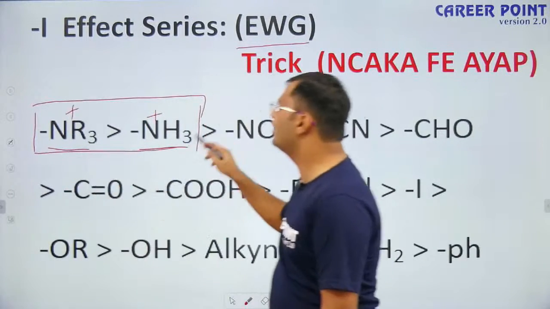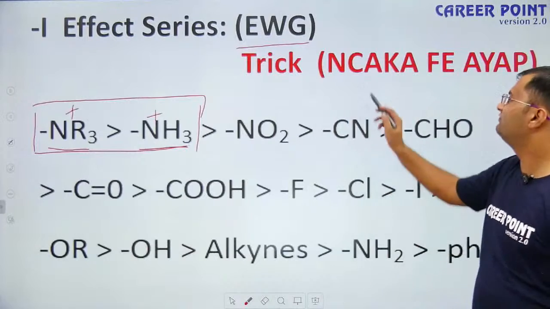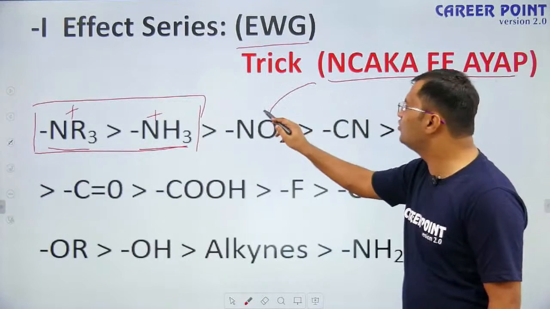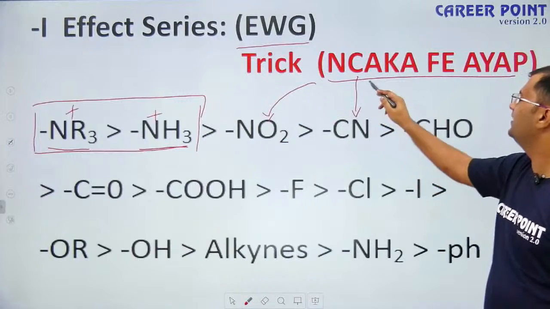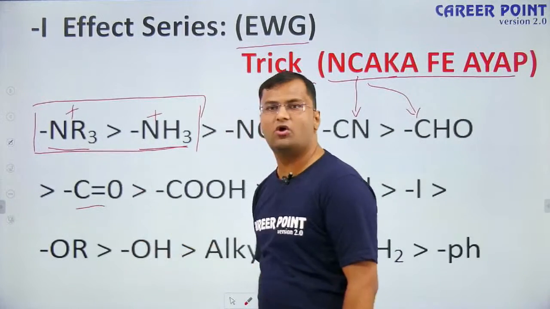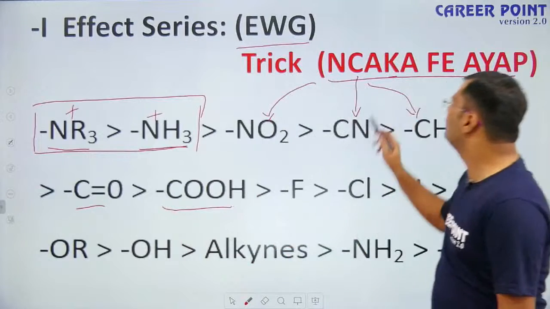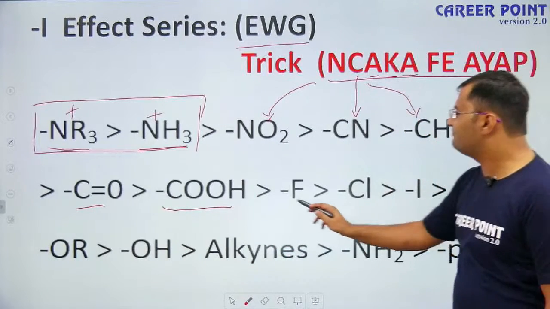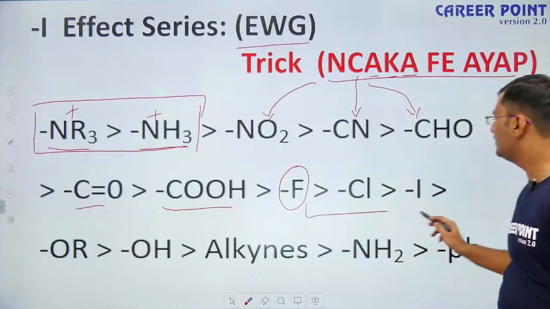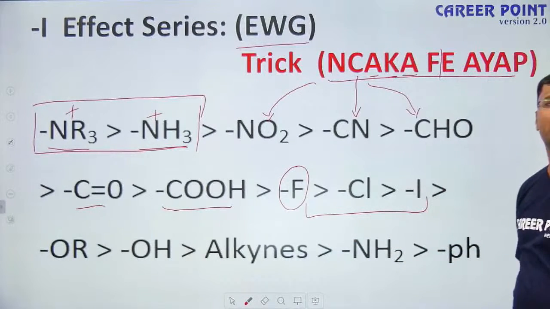After that we will go for our trick. The first trick is this: N for nitro group, C for cyano group, A for aldehyde, K for ketone group, COOH group for acids, F for fluorine. And these are all the halogens you have to remember here.